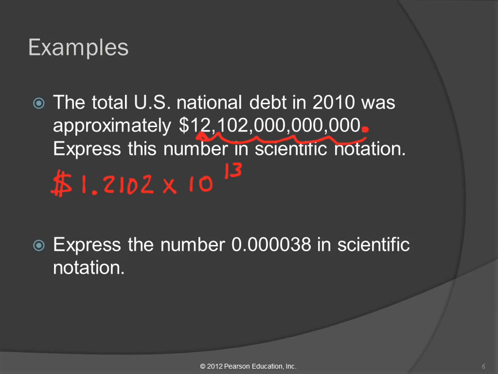Let's do this next one. Express the number 0.000038 in scientific notation. We're always moving the decimal point to after the first non-zero digit. So what's the first non-zero digit? It's the 3. So 3, and then we put the decimal point.